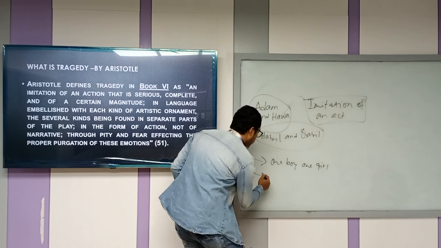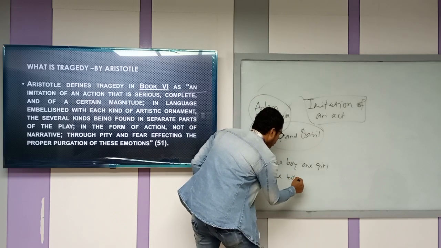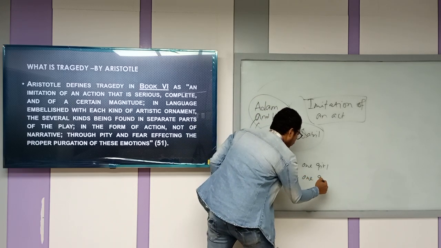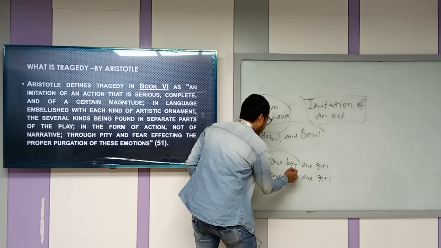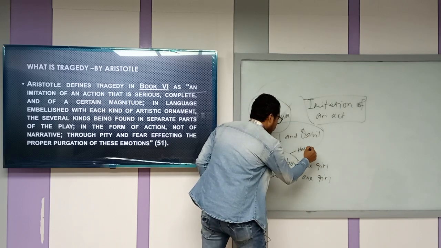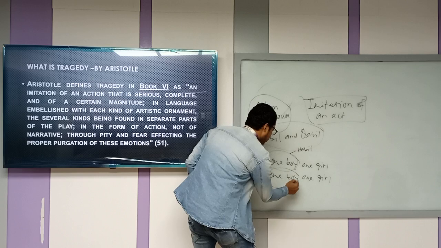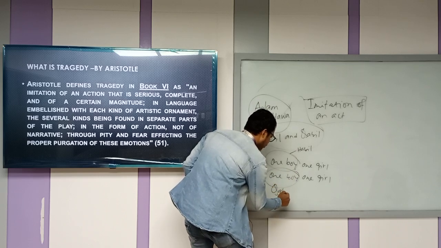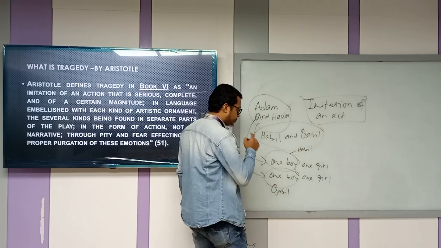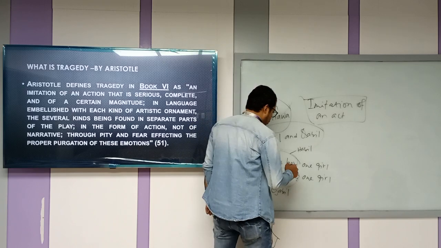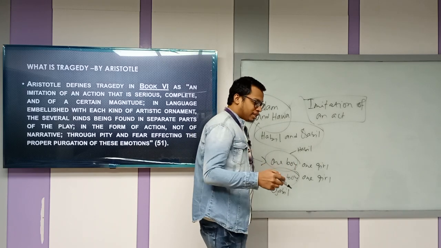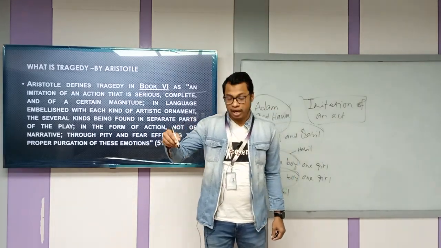Again, in the next progeny, they have one boy, one girl. The first boy's name is Habil, and the second boy's name was Qabil. Okay, Habil and Qabil. So now it comes off like this is the first marriage that took place.